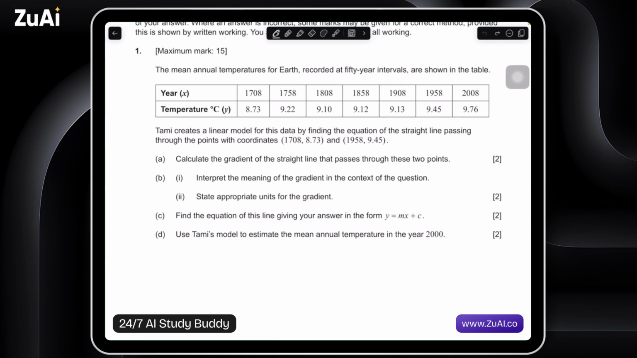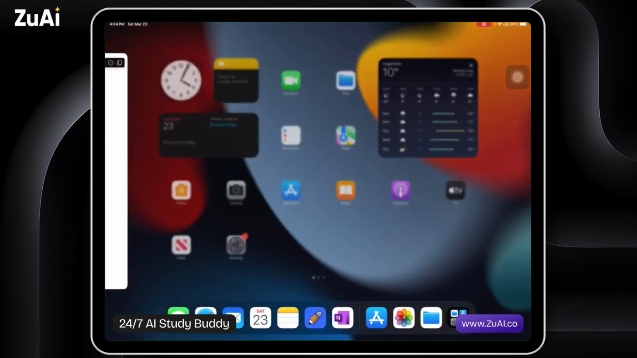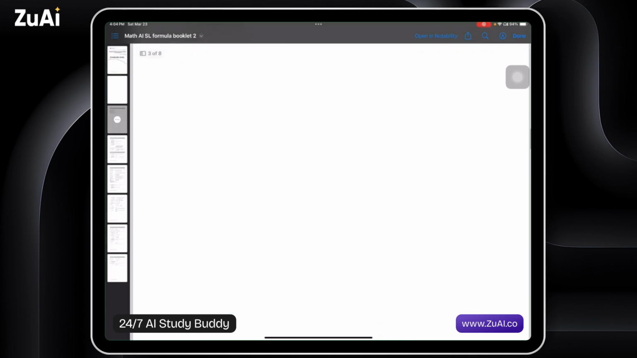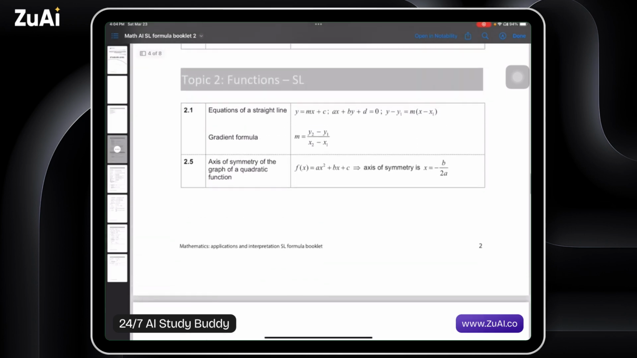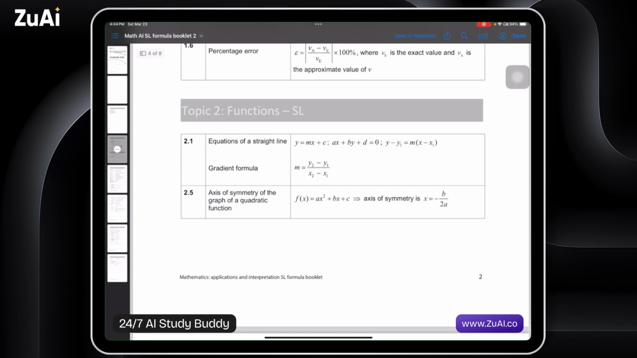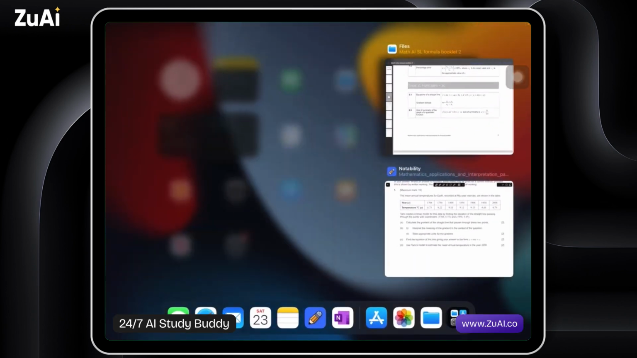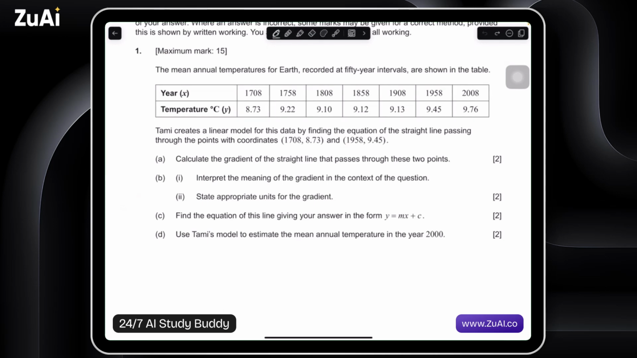Gradient formula, remember, is in your formula booklet, and I'll just bring that up right here. It should be under functions, so topic 2, and here we go, 2.1 gradient formula m, that's our slope, and then it's y2 minus y1 over x2 minus x1. Essentially change in y over change in x. So let's go back to the document, write that out, and calculate the gradient.